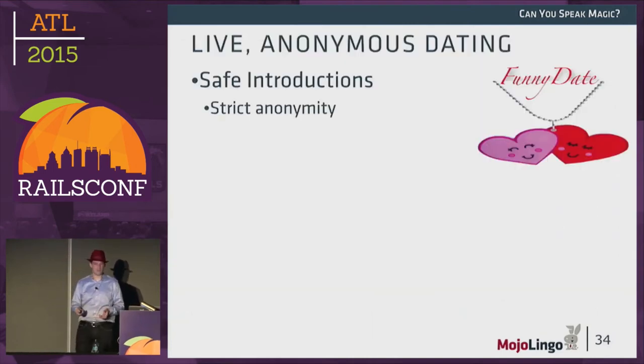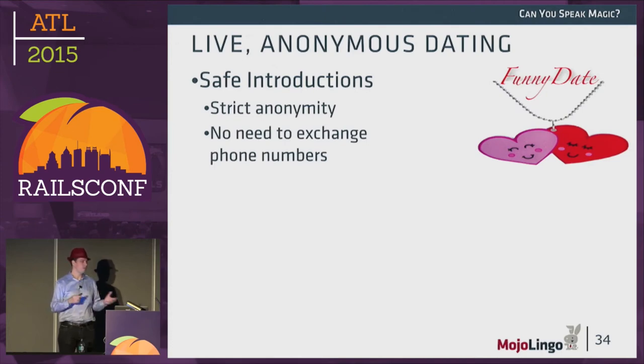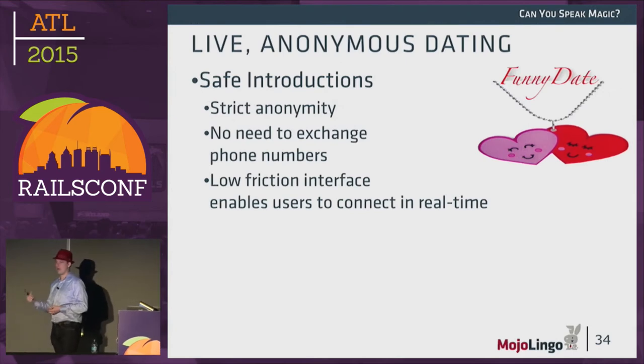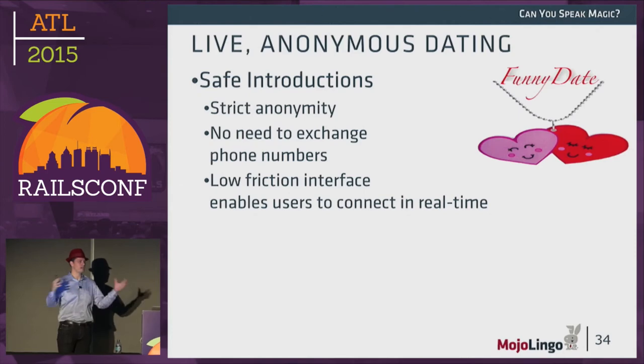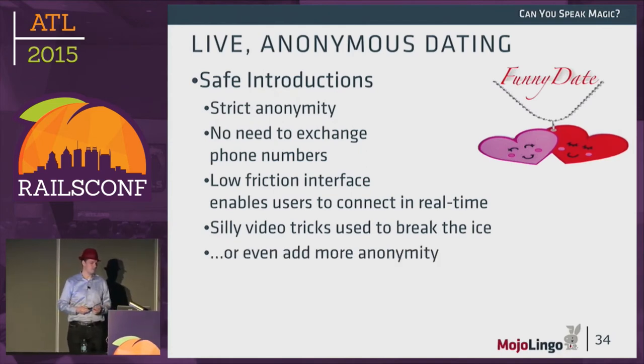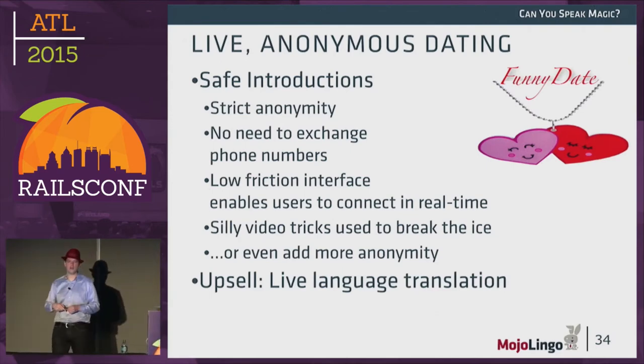So what does this give you? It gives you safe introductions with strict anonymity. Everybody comes to the site and only reveals what it's designed to do. No need to exchange phone numbers. There's a very low friction to getting people started. There's no app to download, there's no plugin to install. Really, just by going to the site, the entire toolkit of communication is built right in. And then we use silly tricks that can be used to break the ice or, again, to continue the anonymity. And if you want, you can do an upsell. Skype just did their language translation, right? Why not apply that to the site, either by text or by audio?